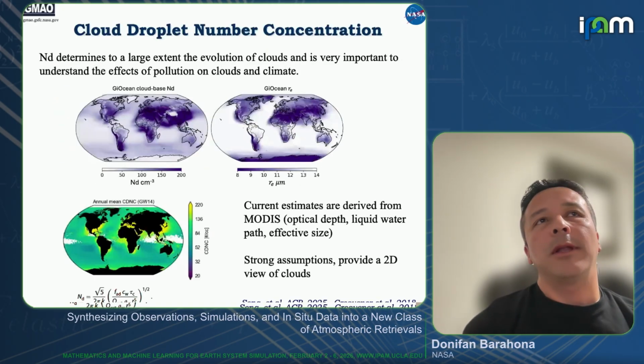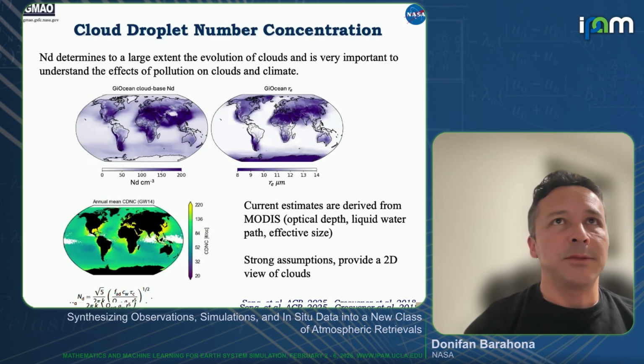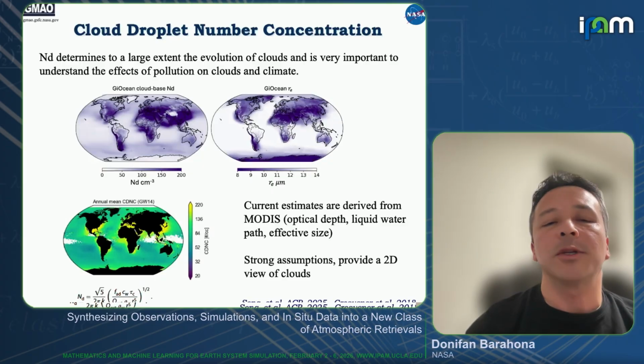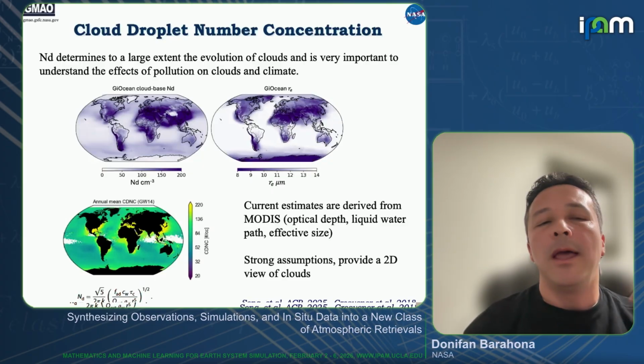So why do we care about the cloud droplet number concentration? Well, we know that it, and I'm going to call it ND, determines to a large extent the evolution of clouds, and it's very important to understand the effects of pollution on clouds and climate. And many people know that. That's why we care so much about aerosol cloud interactions. Tapio Schneider was talking yesterday about how important that is to get right climate predictions.